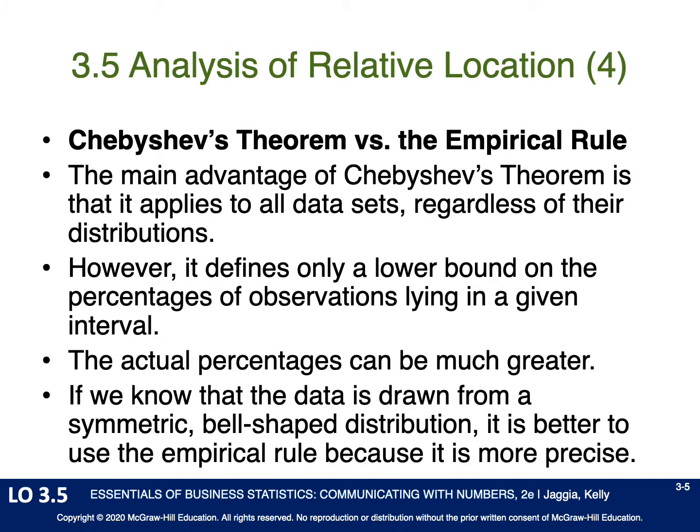So comparing the two, again, the main difference is that Chebyshev's can be used for any distribution. The empirical rule can only be used for a normal distribution. Now, Chebyshev's is what we consider a little conservative. It tends to give us lower bounds. So if the data is normally distributed, we want to use the empirical rule. And if it's not, or we're not sure, if we don't know, then we want to use Chebyshev's.